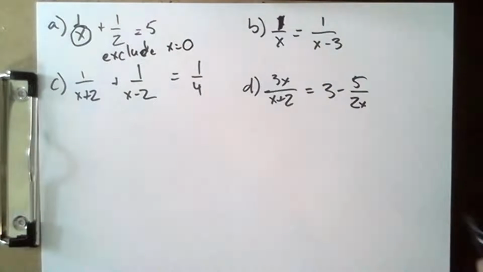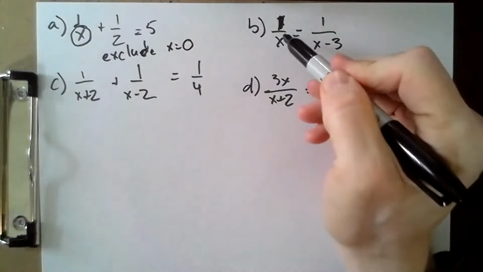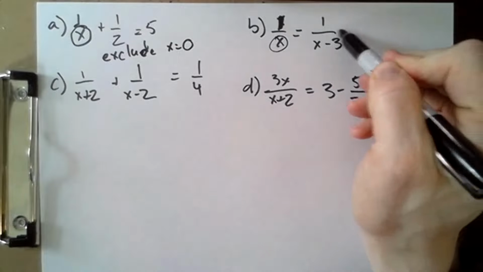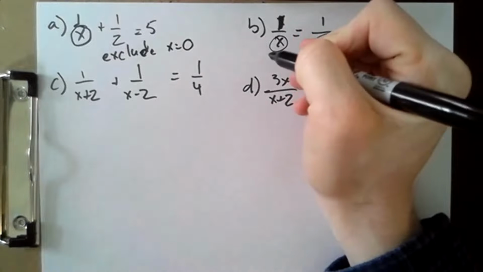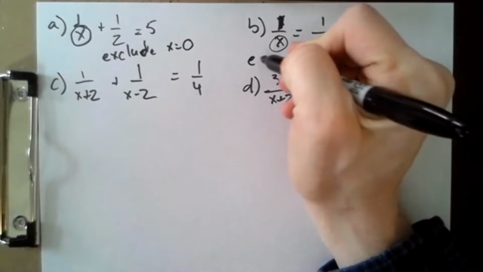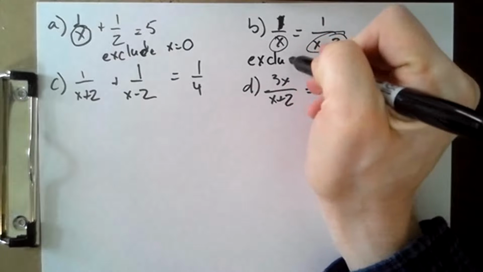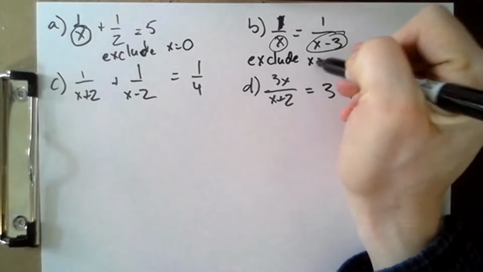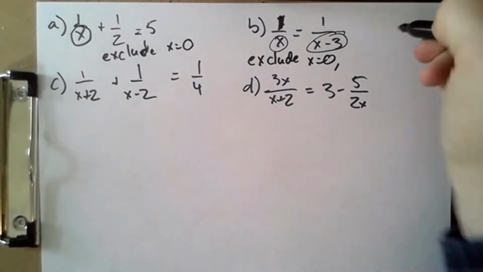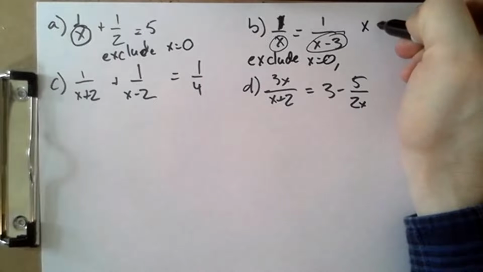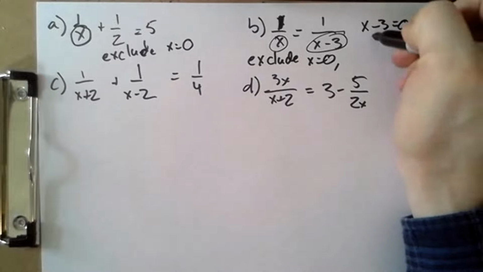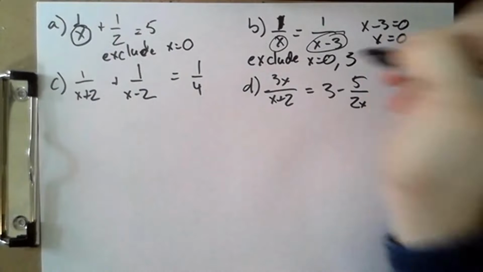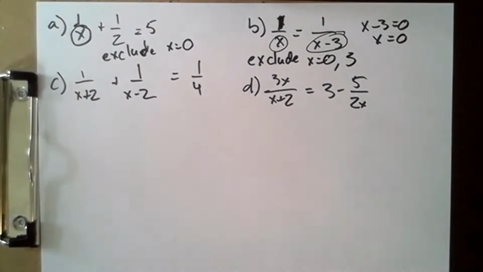x equals 0. In B, we've got 1 that's x and 1 that's x minus 3. So we certainly have to exclude x equals 0. But we also have to exclude x minus 3 equals 0 as well. So if x minus 3 equals 0, then x equals 3. So 3 also must be excluded.